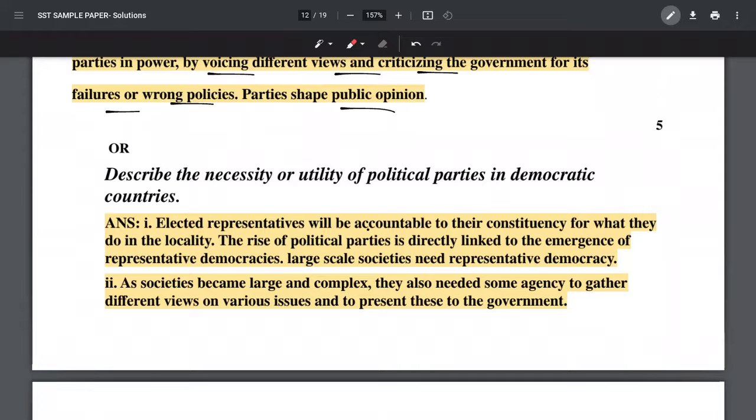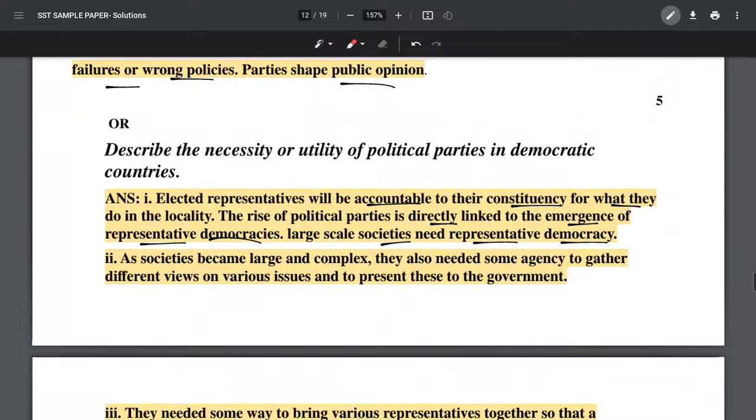First of all, elected representatives will be accountable to their constituency for what they do in the locality. Correct? If you are the leader, whatever happens in the class, anything good or anything bad, you will be responsible for that because you have taken the job of doing it, isn't it? The rise of political parties is directly linked to the emergence of representative democracies, where people choose their representatives and then the democracies occur, isn't it? Large scale societies need representative democracy.